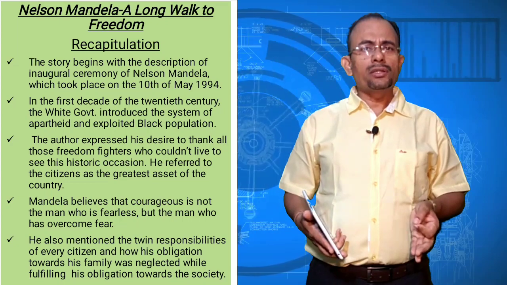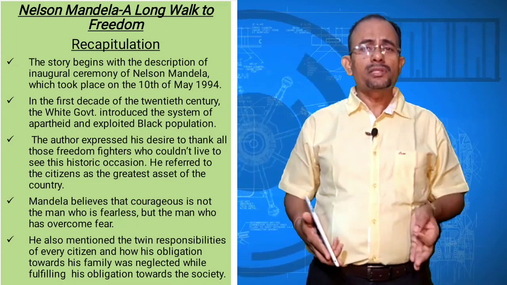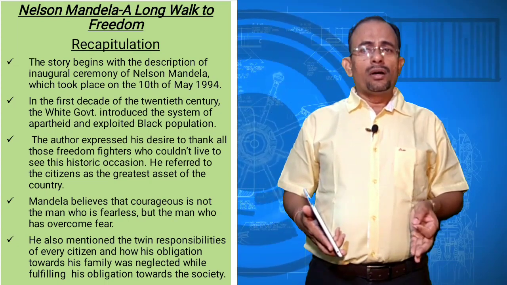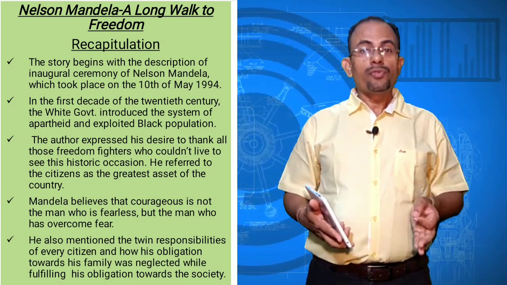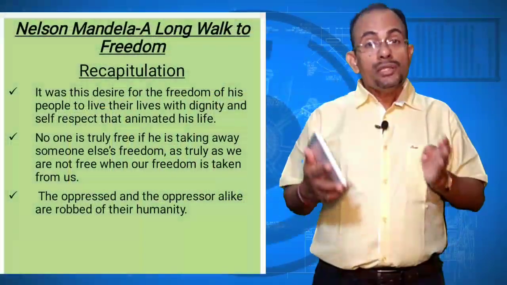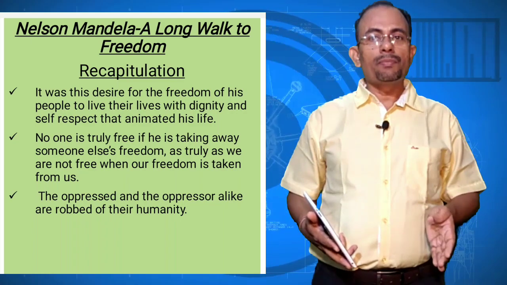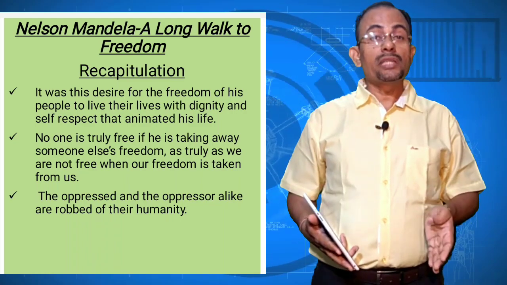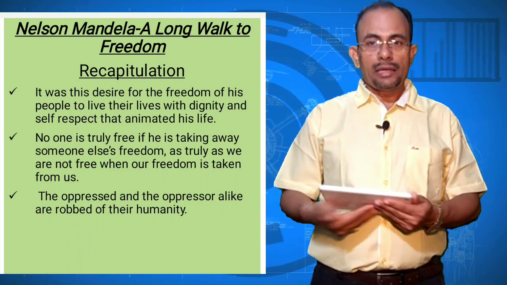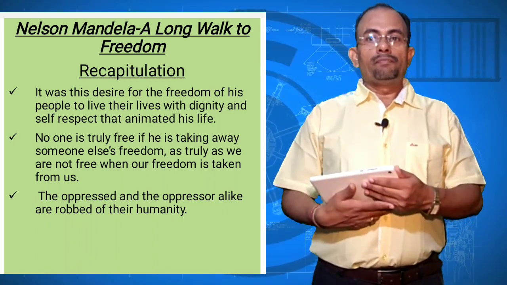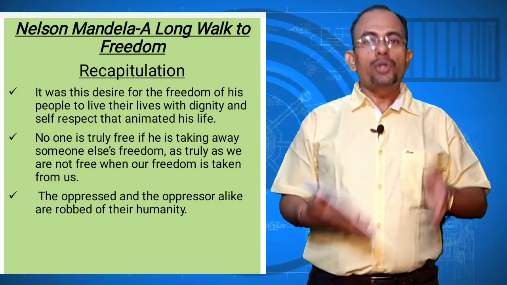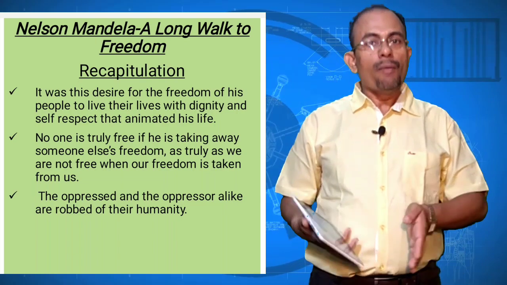He also mentioned the twin obligations of every citizen and how his obligation towards his family was neglected while fulfilling his obligation towards the society. It was this desire for the freedom of his people to live their life with dignity and self-respect that animated Mandela's life. Then Mandela goes on to say, the oppressed and the oppressor alike are robbed of their humanity.